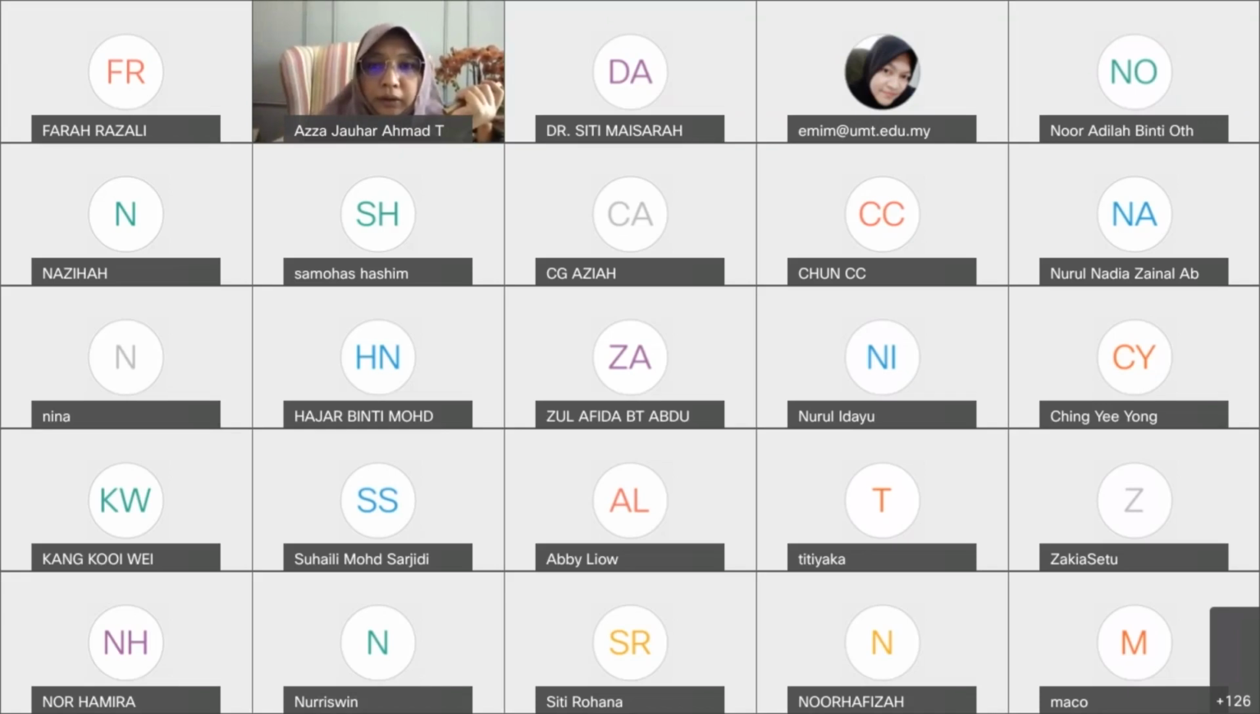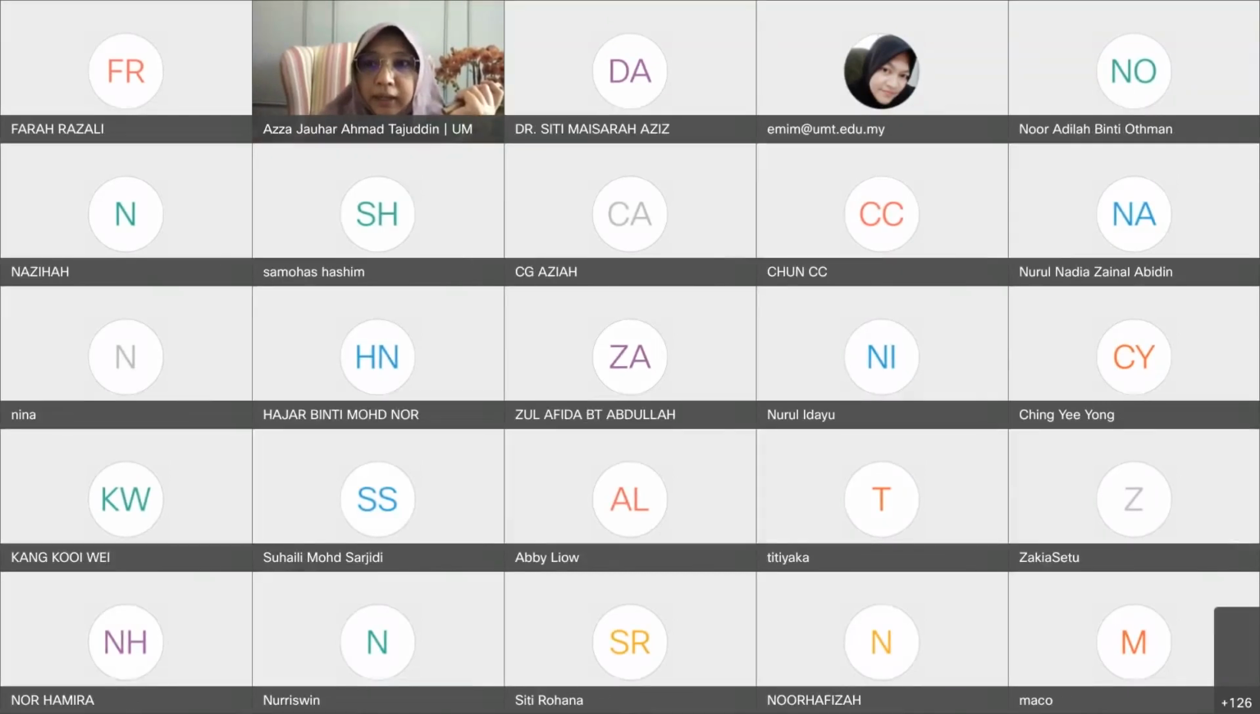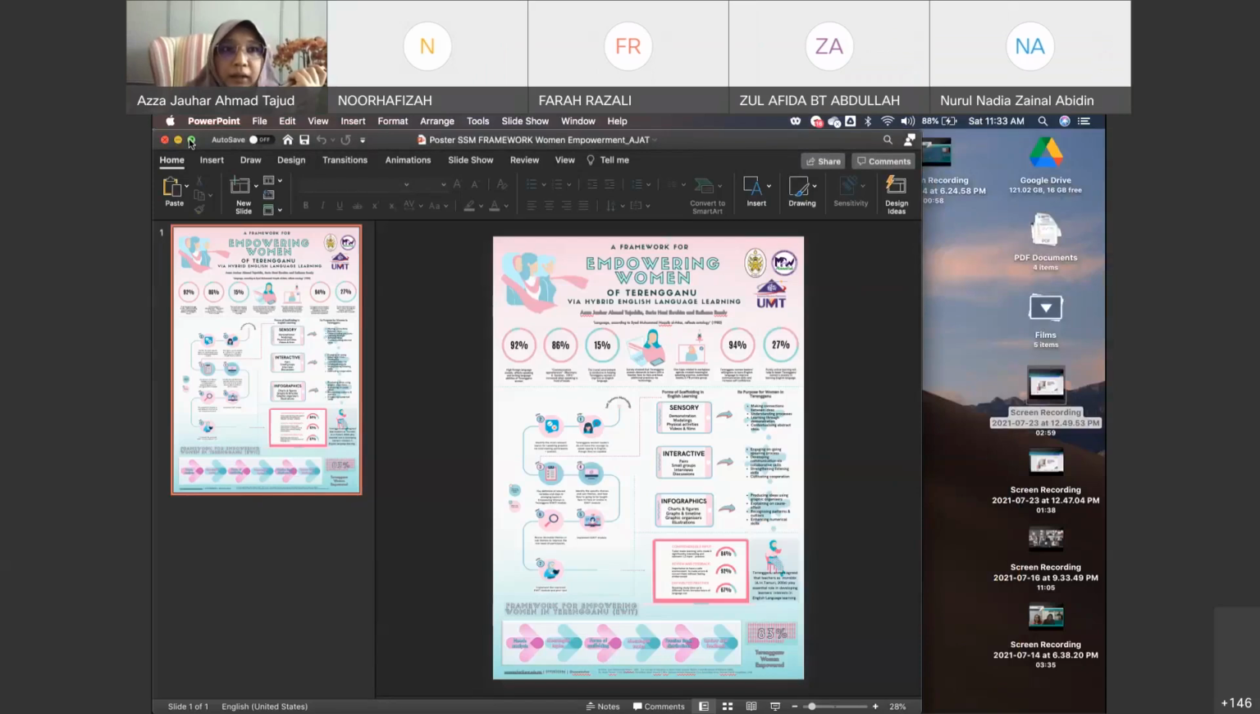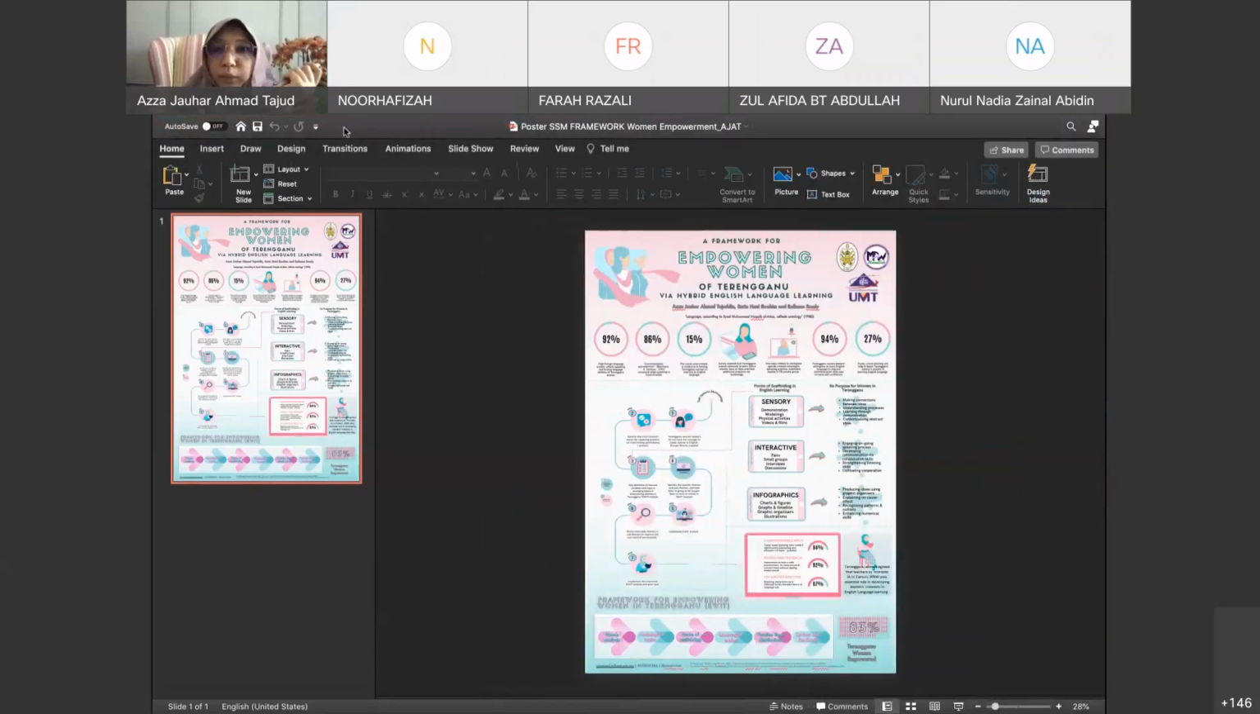Okay, I'm just going to share my screen. My screen is one of the posters I made, the poster for the one that recently won an award. So I'm using PowerPoint, only one page. In this case, it is A1. If A1, usually it is 594 mm by 841.